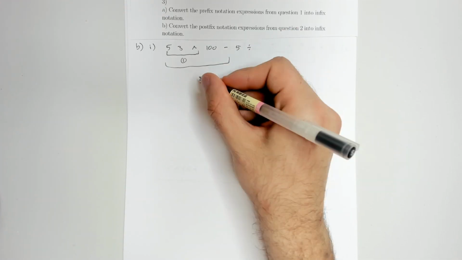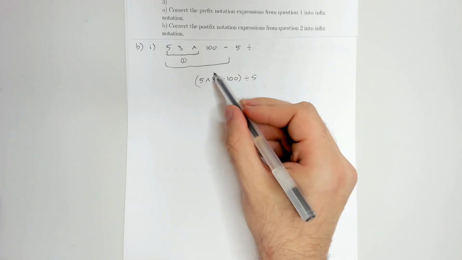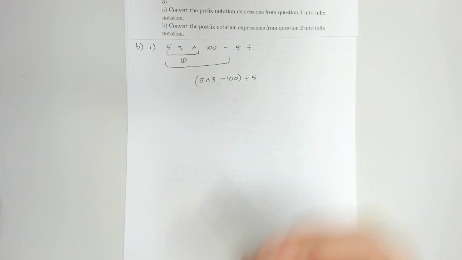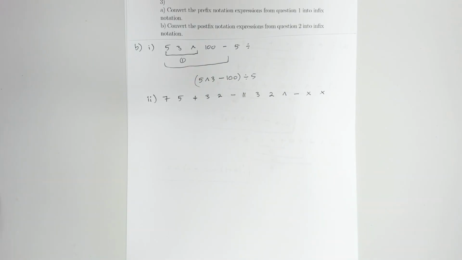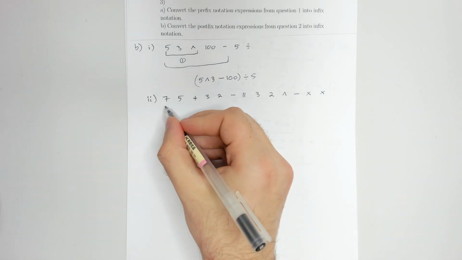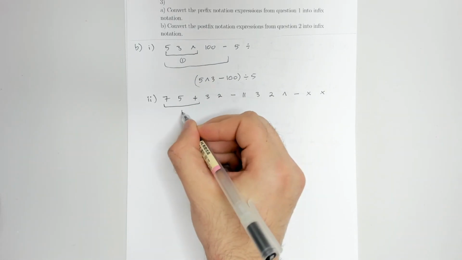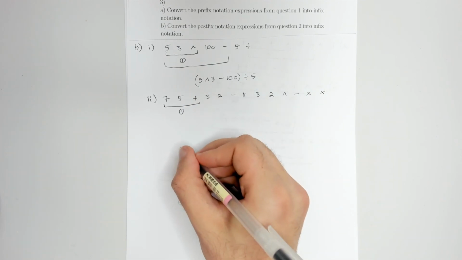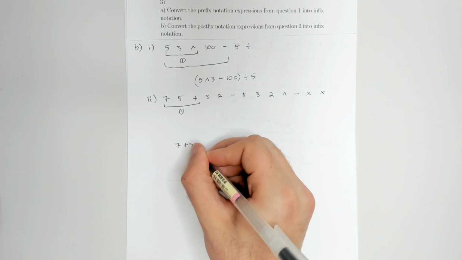But this needs to be in parentheses because we need to ensure that this is all calculated before the division step. All right, we're back to the long boy again. So again, we just start by doing the addition. So we have 7 plus 5.